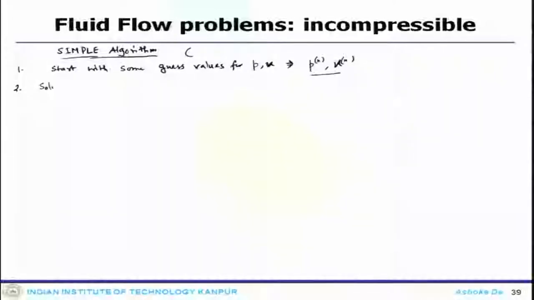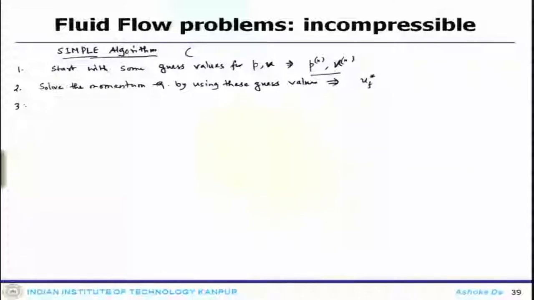Now, one can solve the momentum equation by using these guess values, which will get you the new velocity field, which is U_f star.